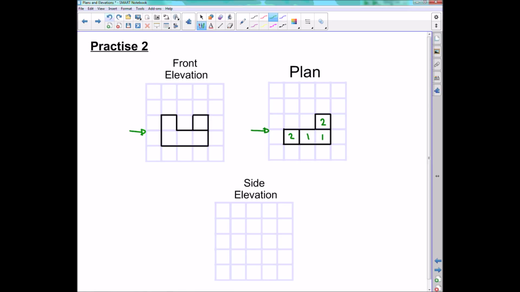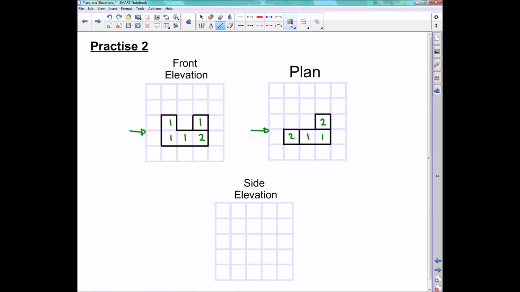Now exactly the same thing for the front elevation. I know that all of these three to begin with here are all going to just be one block. This block is going to go back twice, and this block at the far back there is going to be one.